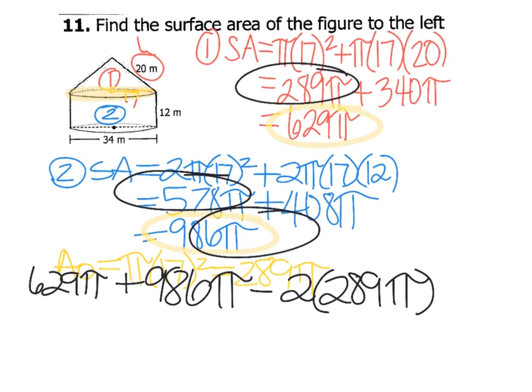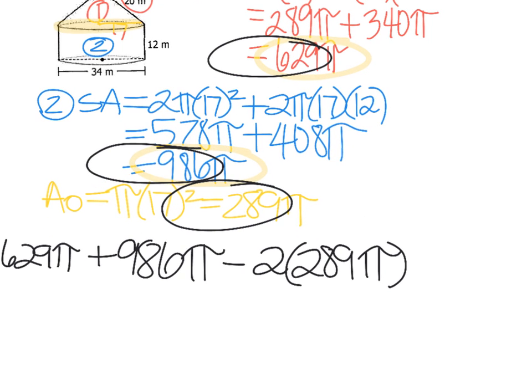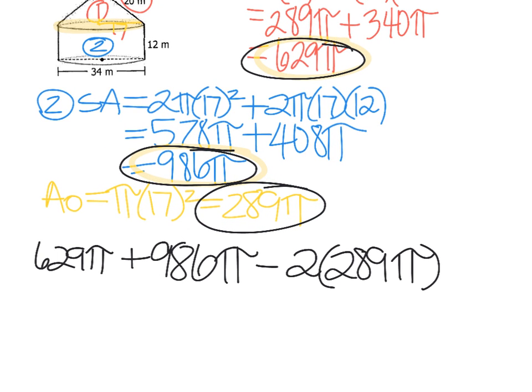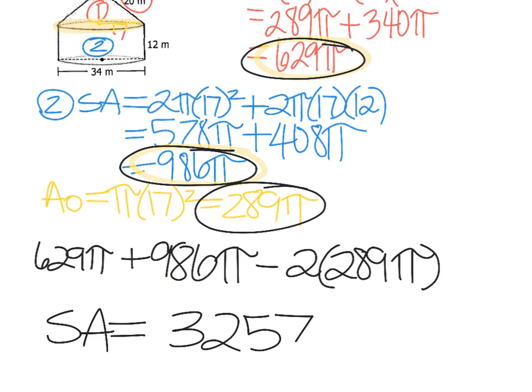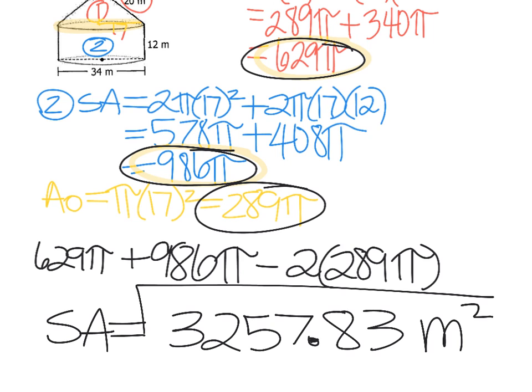All right, so let me see if I can make room here. Move everything up. So the total surface area of our figure, when we plug that into our calculator, we're going to get 3,257.83. And we're going to say meters squared because it's surface area. Always got to give the units squared. And that is your final answer.